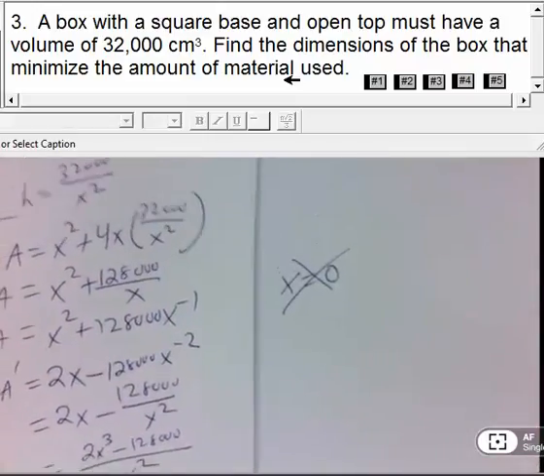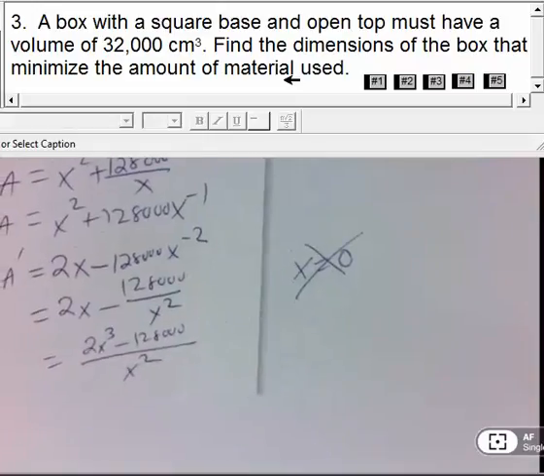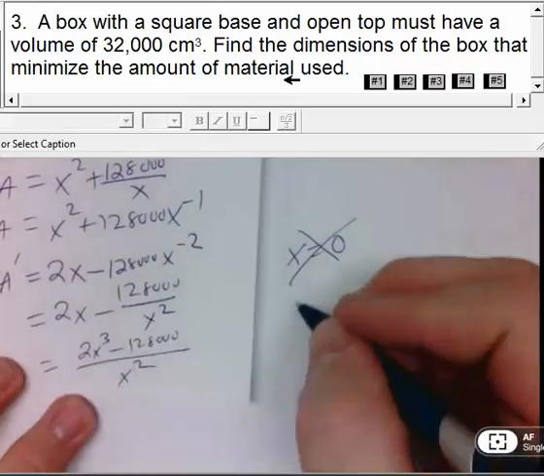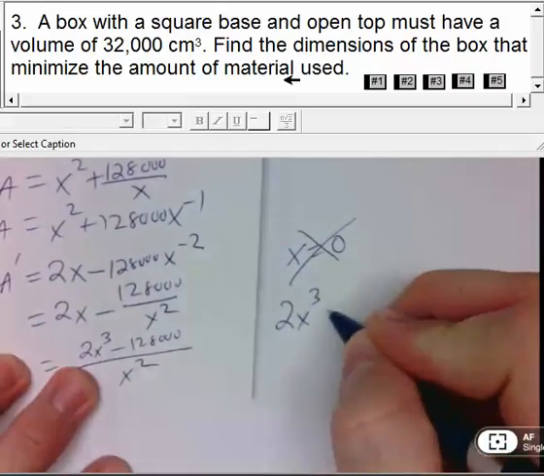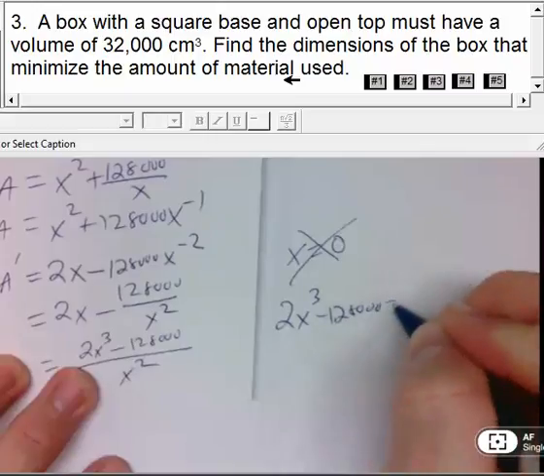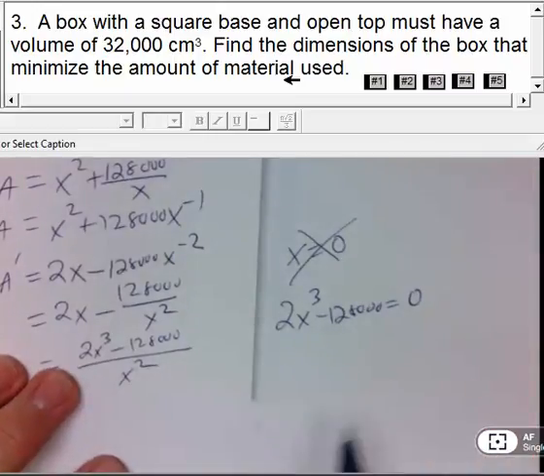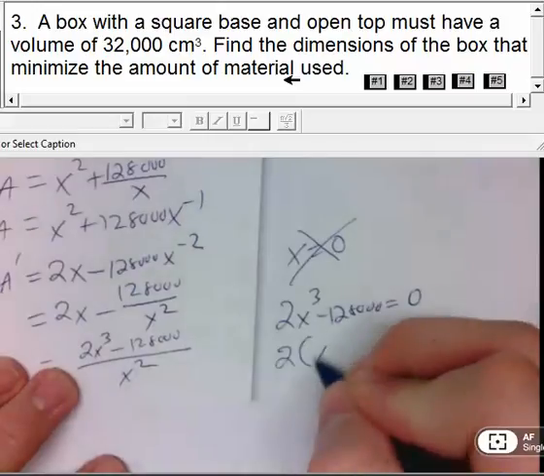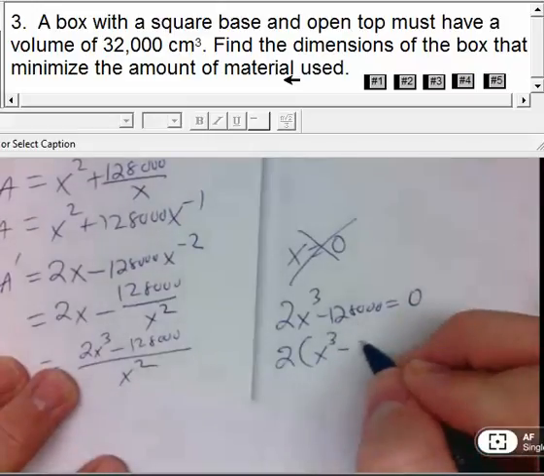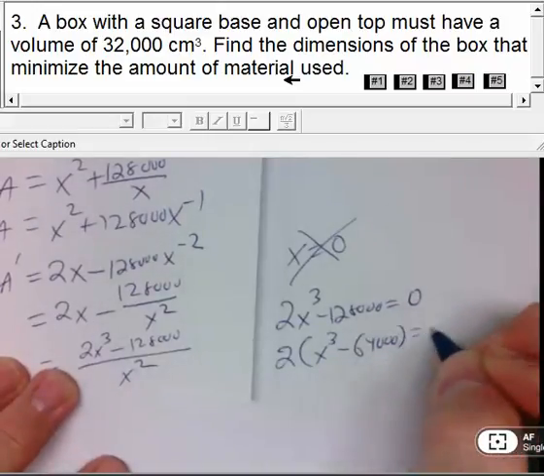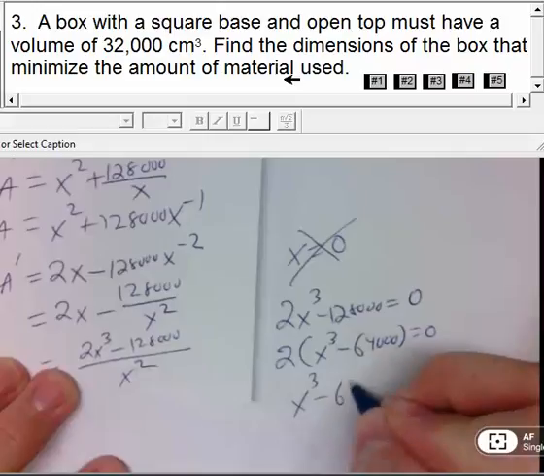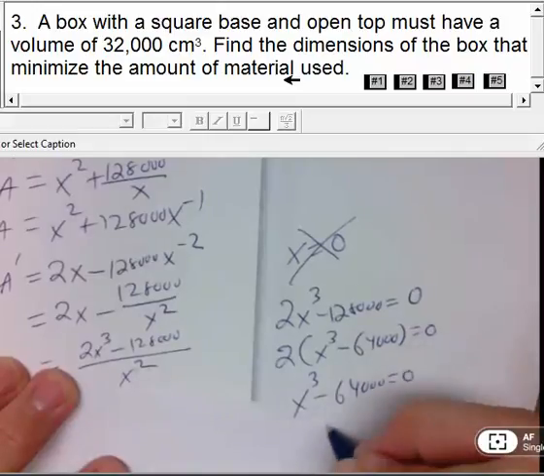So where's my other value? So I really want to know when 2x cubed minus 128,000 equals 0, right? That's what I'm looking for. That's where I'm going to get a good critical value. So let's clean that up. That's 2 times x cubed minus 64,000.